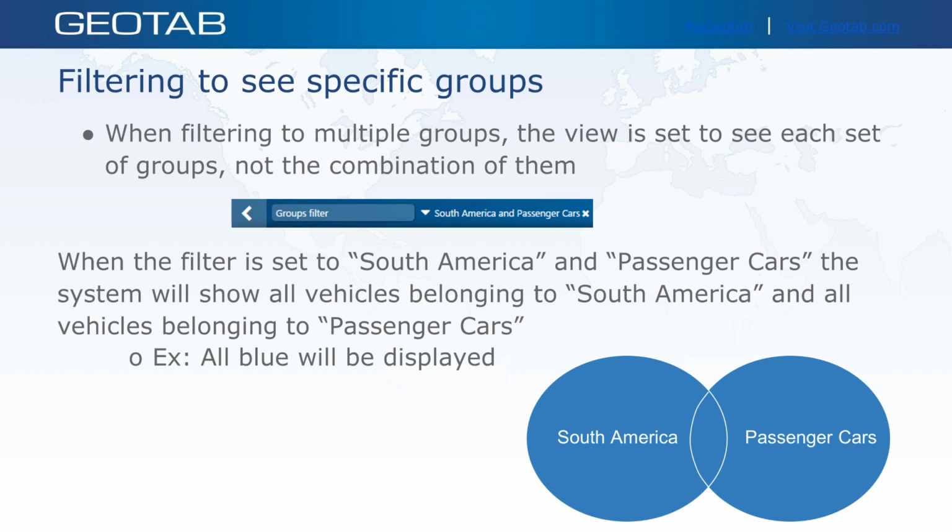Most of the cases, let's say that middle spot there was a light green. That's where most people would think it would be. It would be a combination of South America and passenger cars, just the passenger cars under South America, but in fact it encompasses both.